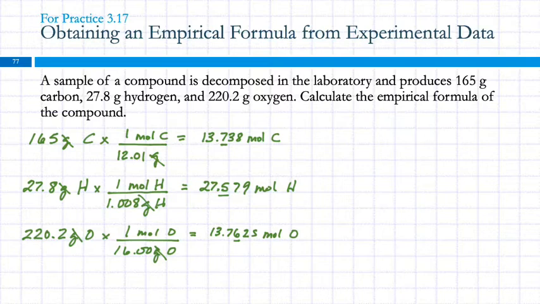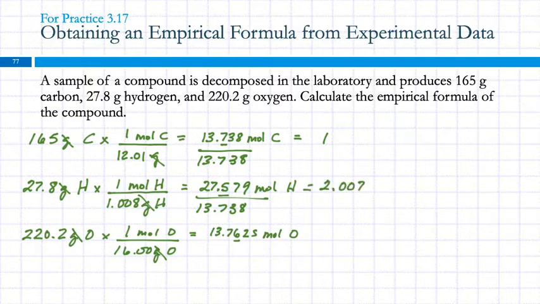The simplest way to get whole numbers is to identify which of these is the smallest number. It's this one. And we're going to divide all of them by that smallest. We want the smallest because then all of our numbers are 1 or greater. So this is going to give us exactly 1. 27.579 divided by 13.738. This is giving me 2.007.